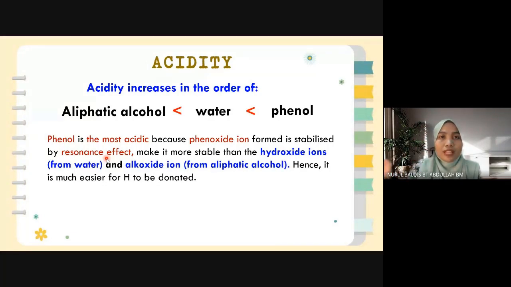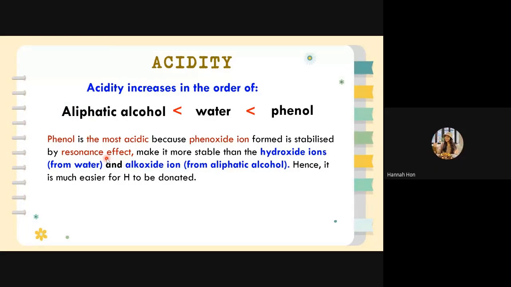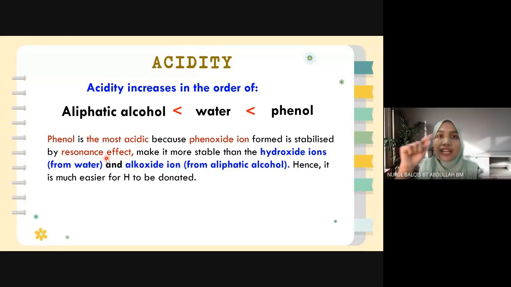Do you still remember what is meant by resonance? Yes. Resonance basically means you move the pi electrons, right?